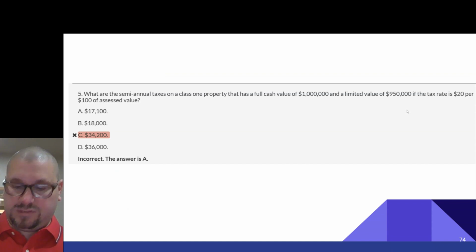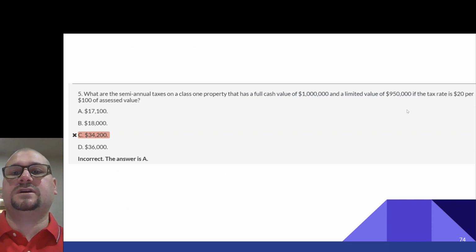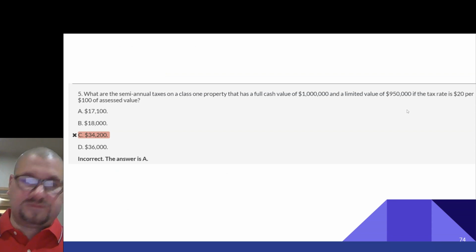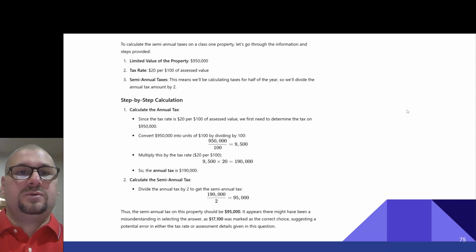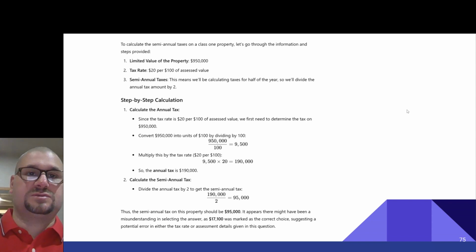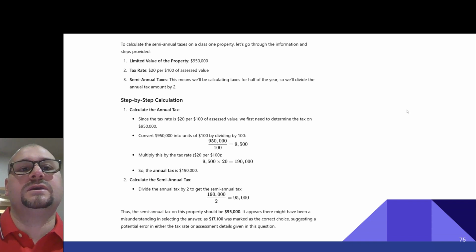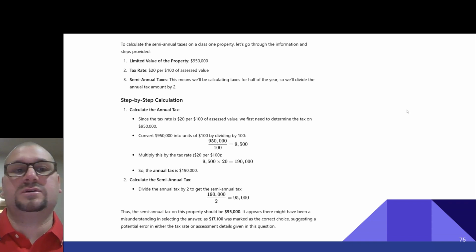So what are the semi-annual taxes on a Class 1 property that has a full cash value of $1 million and a limited value of $950,000 if the tax rate is $20 per $100 of assessed value? Here we have the limited value of the property, $950,000. The tax rate is $20 per $100 of assessed value. The semi-annual taxes means we'll be calculating taxes for half of the year, so we'll divide the annual tax amount by 2.